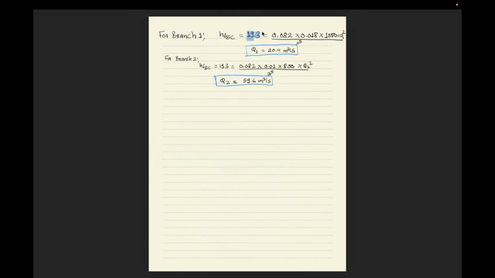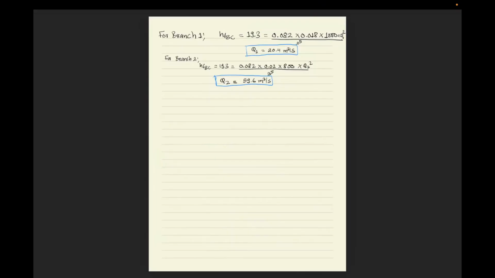We have 19.3, and 0.018 is the frictional factor. This is a constant that we already obtained from above. The length of branch 1 is 1000 meter, and we need to find Q1. So this is the diameter. So we have Q1 equal to 20.4 meter cube per second, and similarly for branch 2 as well, we have Q2 equal to 59.6.